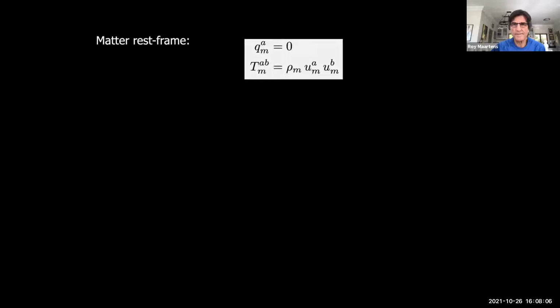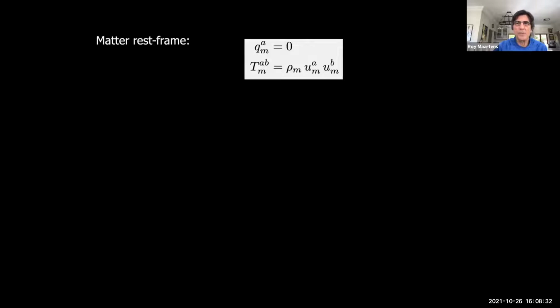So let me first, before we go any further, just say something about the rest frames that we operate with. The matter rest frame is defined by the vanishing of the momentum flux in the matter. So the energy momentum stress tensor for matter will be in the form rho u u, where u is the co-moving velocity of matter, the rest frame.